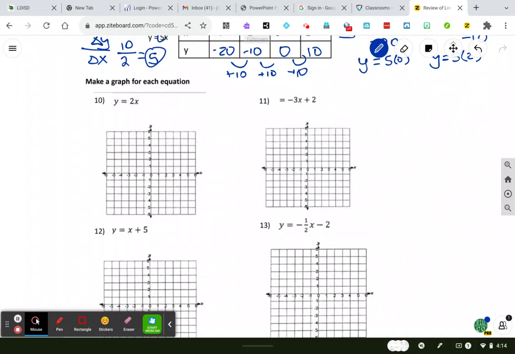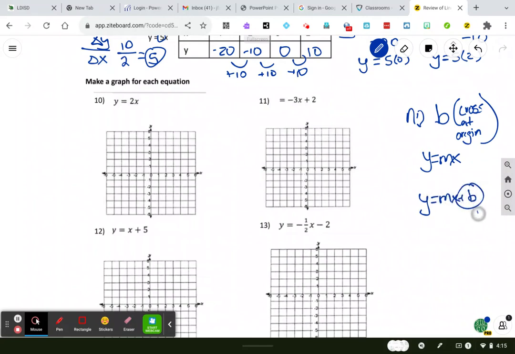This should be the easiest thing that you do, because when there is no b, then it crosses at the origin. So if the equation looks like this, then it's going to cross at 0, 0. If the equation looks like this, it's going to cross the y-axis here. And that's where you start. So let's take a look at this.